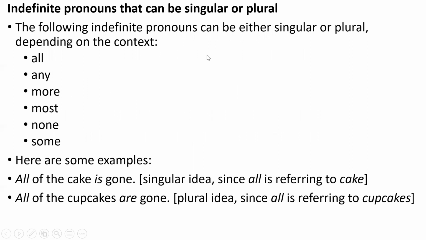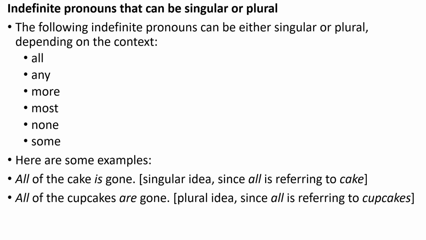Now some indefinite pronouns, we're coming back to indefinite pronouns here. Some indefinite pronouns can be singular or plural. For example, the following indefinite pronouns can be singular or plural depending on the context. All, any, more, most, some, none, and some. And so here are some examples. All of the cake is gone, or all of the cupcakes are gone.